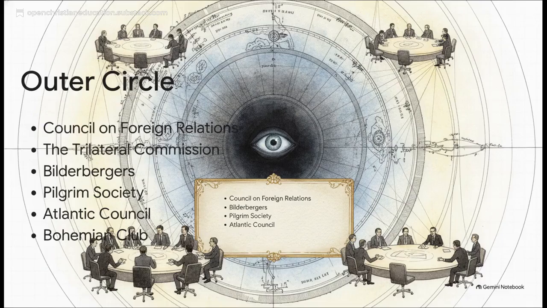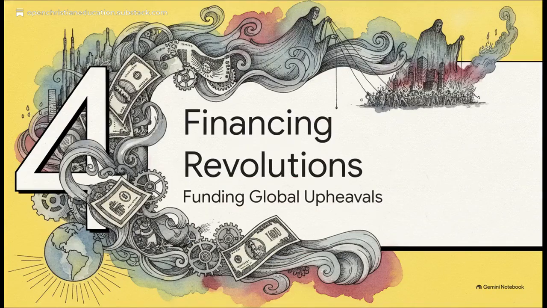But here is the kicker. The authors stress that these organizations aren't conspiracies themselves. Not at all. They are basically rich man's clubs or discussion forums. They provide a safe, totally respectable space where that hidden inner circle can quietly assess up-and-coming leaders and gently steer international relations without ever once revealing where the actual directives came from. Which brings us to Part 4, Financing Global Revolutions.